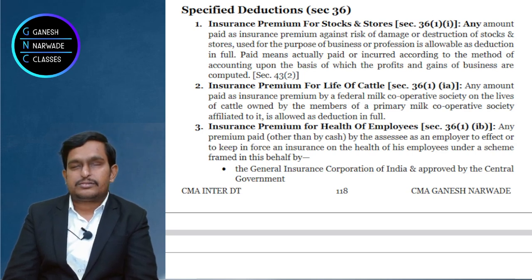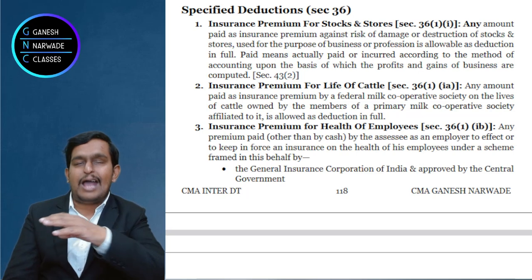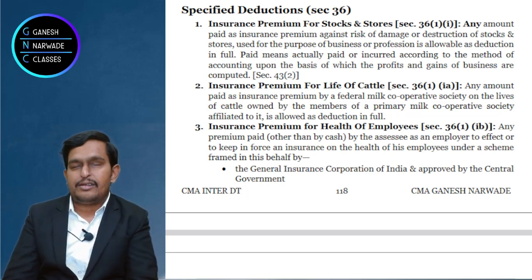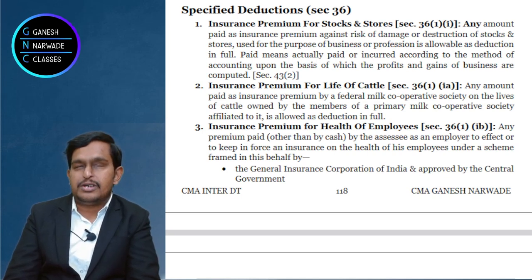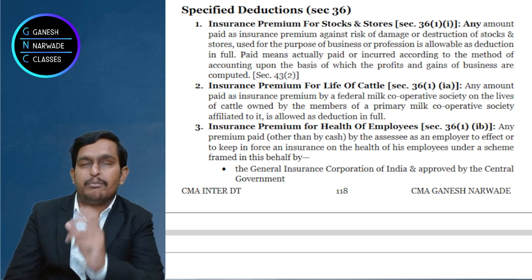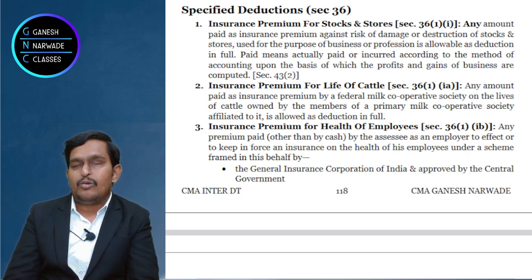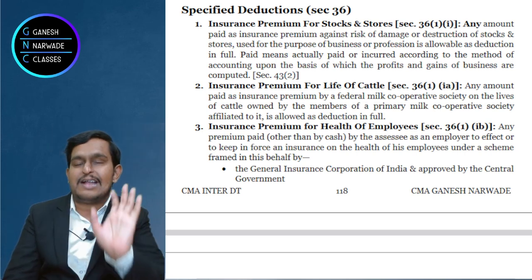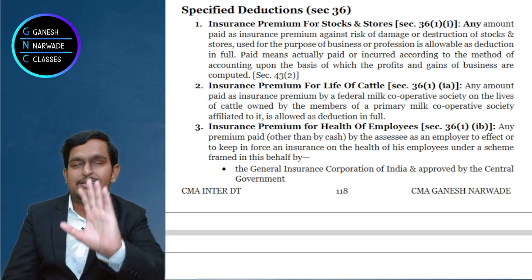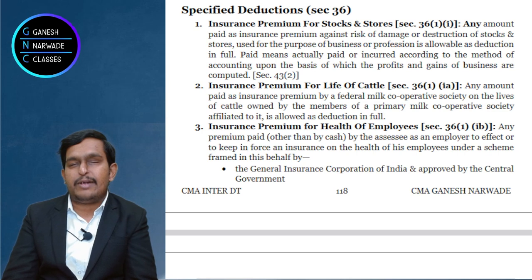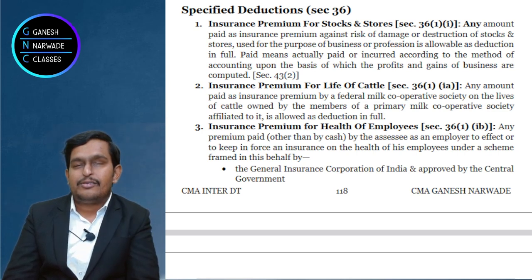Now think about that Amul has lakhs of members. Many farmers are members of the Amul Cooperative Society, and all the members have a lot of cows and supply milk to the Amul company. Now, what happened? Amul took the insurance of all these cattle. Now, cattle are not maintained by Amul. Cattle are maintained by the members of the Federal Milk Cooperative Society, that is, by the farmers.